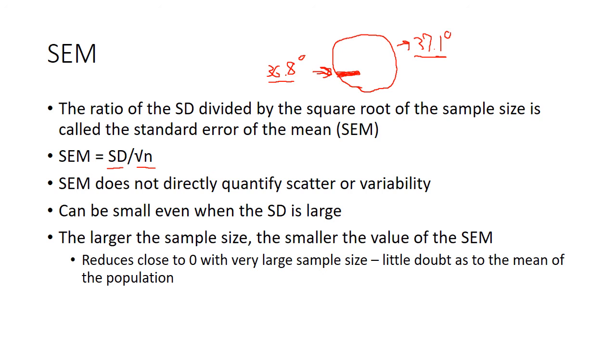You can't go out there and measure every single person, but you can see how close you are based on the sample size. The thing to note here is that the larger the sample size, the larger your value of n, the smaller the standard error of the mean is going to be, and the closer you are to that average.